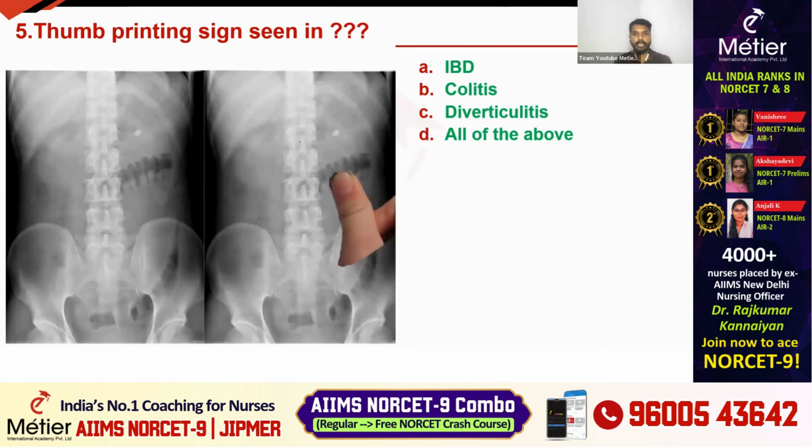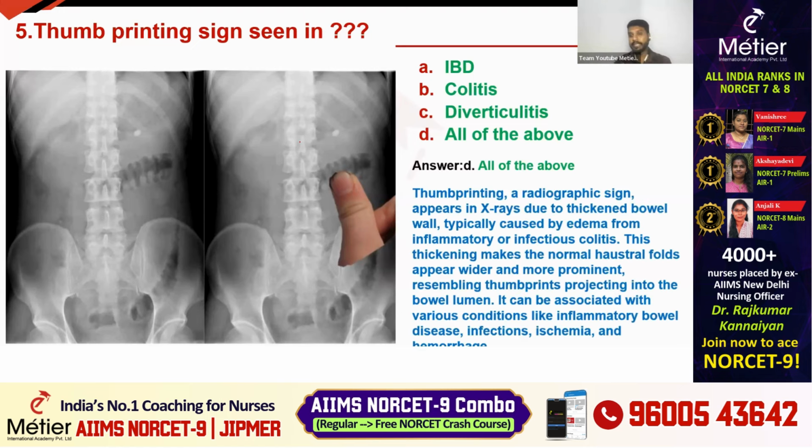Yes. Okay. Next question. The thumb printing sign is seen in which condition? Inflammatory bowel disease, colitis, diverticulitis, all of the above. So what is the correct answer? It is all of the above. The thumb printing sign is nothing but because of the edema happening inside the colon, pouches are forming. Because of the edema and inflammation, the pouches will form. Sometimes we call these folds haustral folds. It's nothing but a pouch, right? So it looks like a thumb printing. It is seen in the IBD, colitis, and diverticulitis.